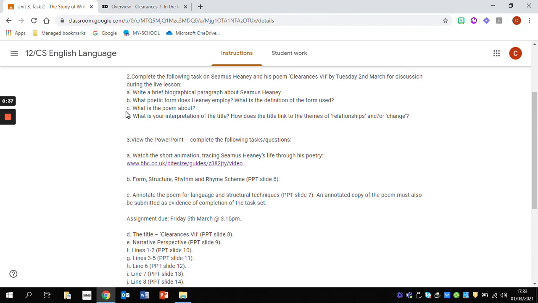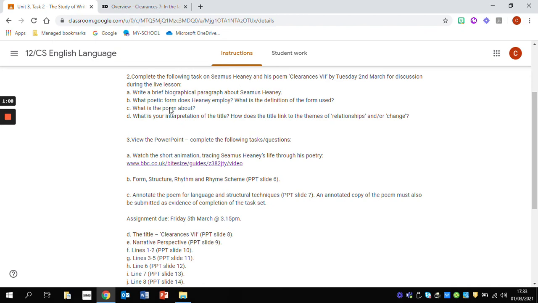First, a brief biographical paragraph about Seamus Heaney. When I say brief, I mean brief. Keep it brief, keep it relevant, keep it succinct. We'll look a little bit at biographical information in a few moments' time to give you an idea of what to look for. Keep it relevant to him as a poet, his works, his poetry, and about his family. That's important because of what the poem is about, which we will discuss when we get to C.